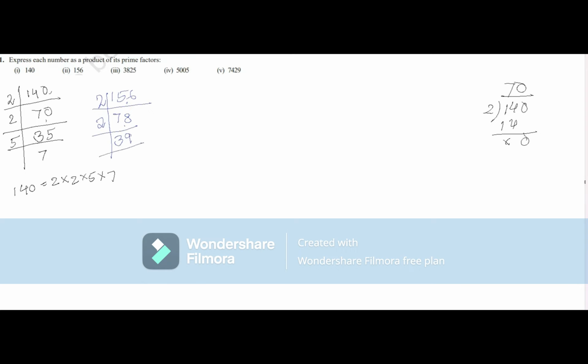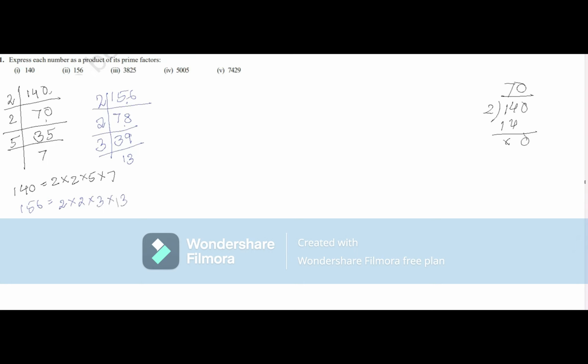Then 39 is divisible by 3. 9 plus 3 is 12, divisible by 3. So 3 13s are 39. 13 is a prime number. So 156 can be written as 2 into 2 into 3 into 13.